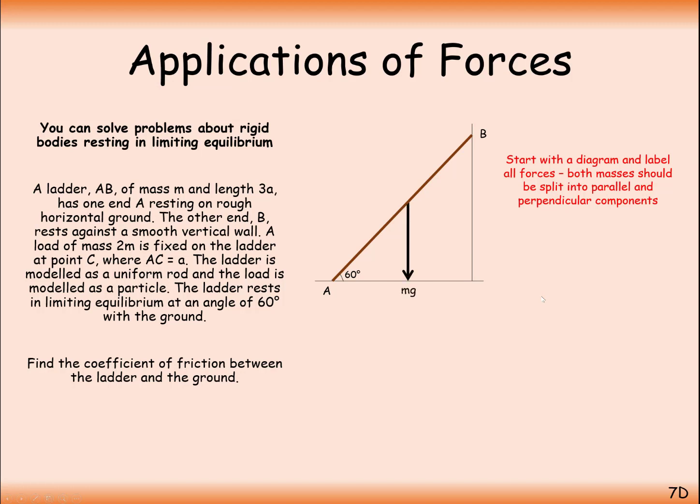So it's MB and it's a uniform rod, so it's in the middle. We've got the 2mg because a load of mass 2m is fixed on a ladder at point C where AC equals A, so A to C equals A. We get our normal reaction, they've just called it G here, but could be RA.